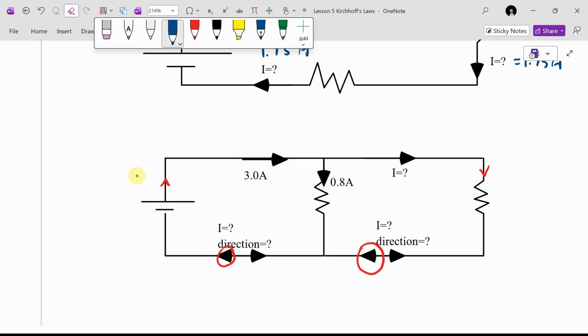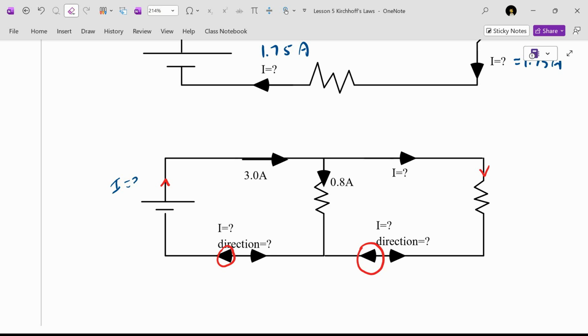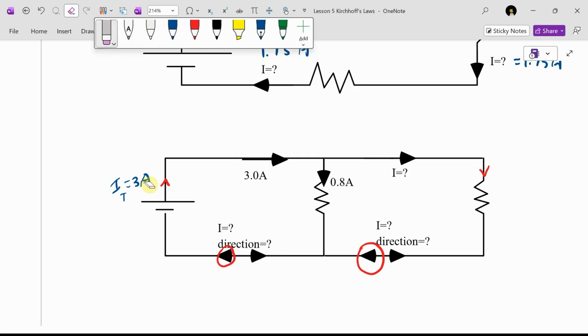I might even write a little note to myself, 3 amps. Often I'll call that I total. The total current in this circuit is 3 amps. It can split up and rejoin, but it can't get above or below 3 amps. So you ready, Nicole? How many amps right here?